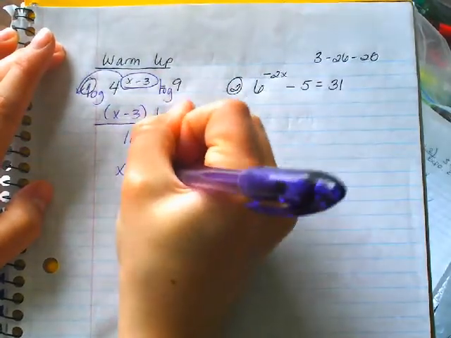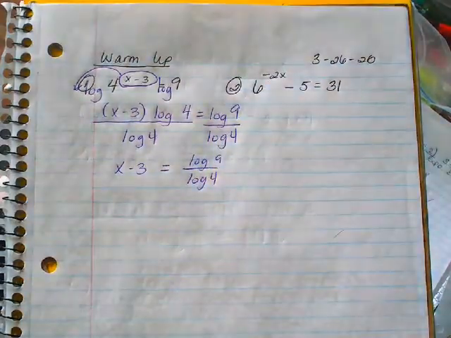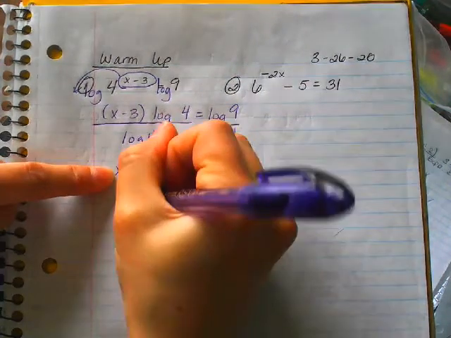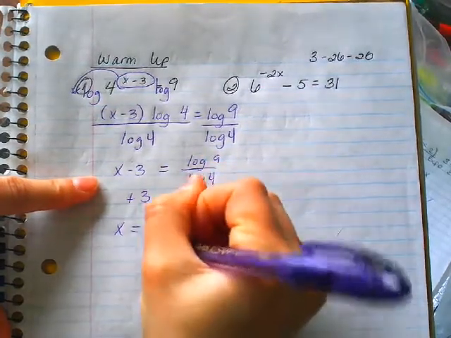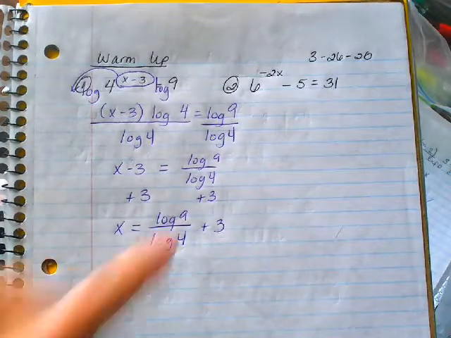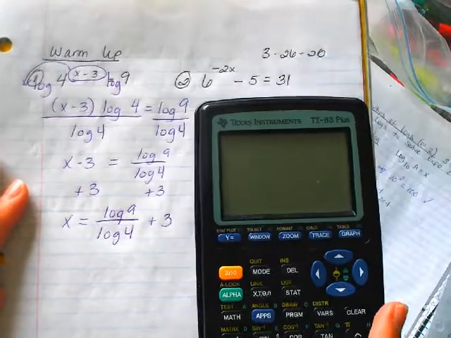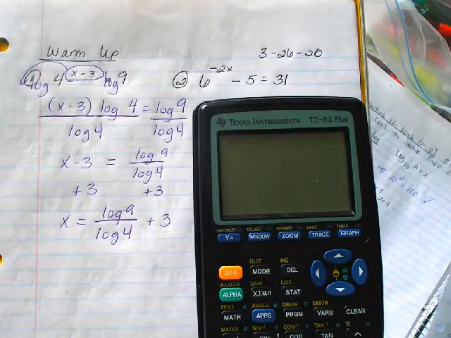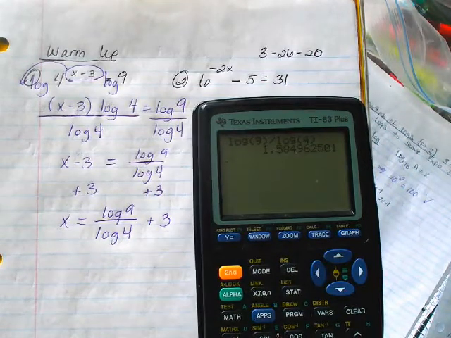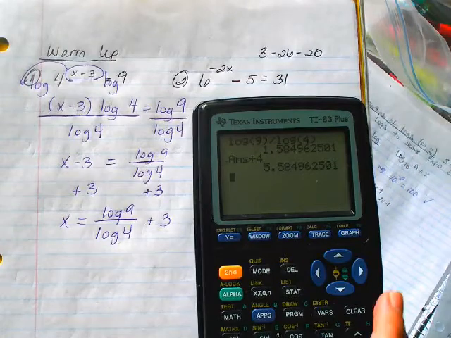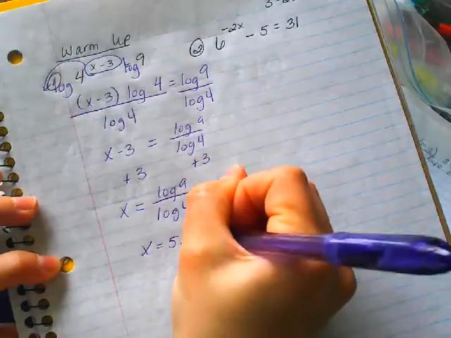So that gives me x minus 3 equals, and instead of abbreviating, I'm actually going to write out the entire expression so that it stays as accurate as possible, and then I'm going to add 3 to both sides. So x should be log of 9 over log of 4 plus 3. And I'm going to punch that entire thing into my calculator. So common log of 9, close my parentheses, divided by common log of 4, close my parentheses, and then I'm going to add 3 to that. 5.58. Final answer.